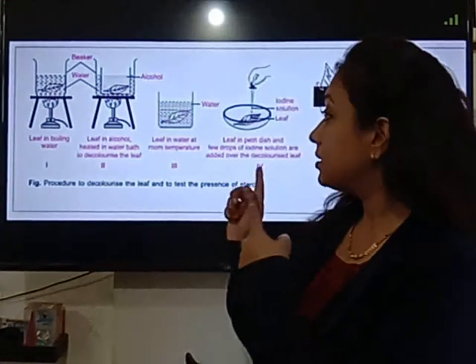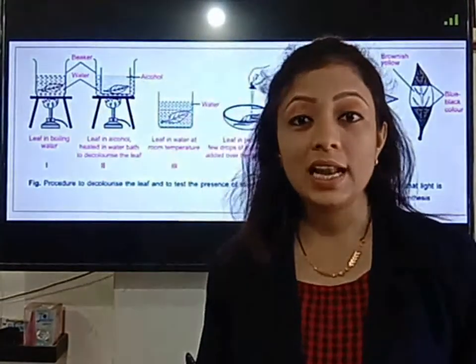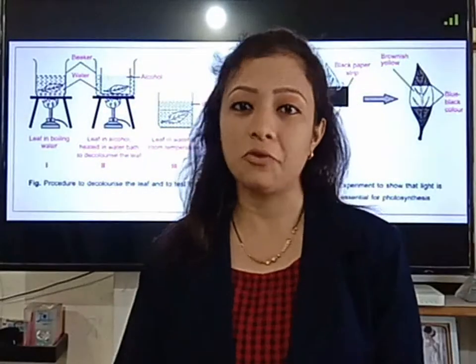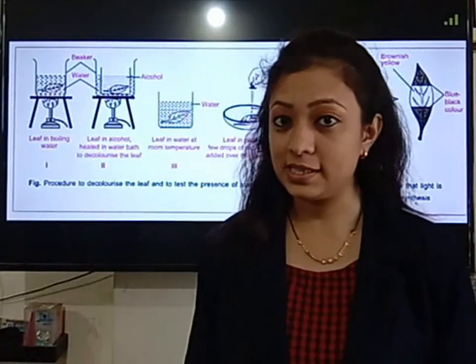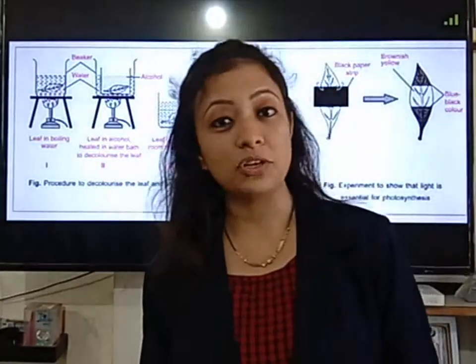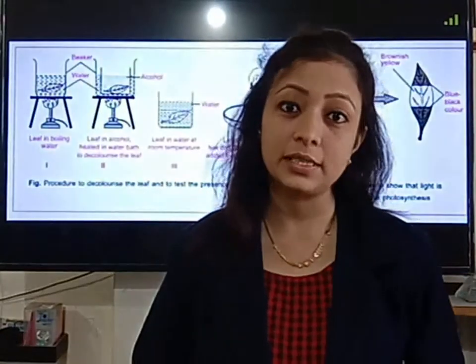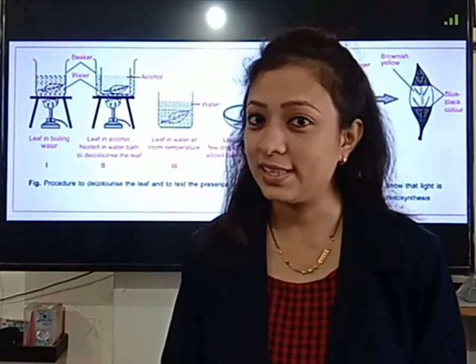So children, our first experiment is to show that sunlight is the condition necessary for photosynthesis. Sunlight is not a raw material for photosynthesis. For photosynthesis, carbon dioxide and water are the two raw materials. But sunlight is the condition required for photosynthesis.